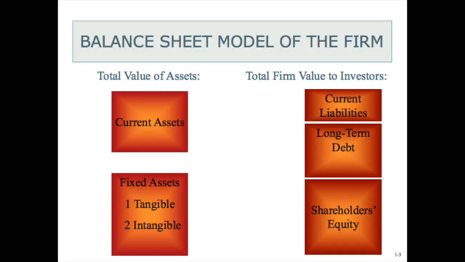The balance sheet gives us the idea here, so we're going to work with the balance sheet with regard to what corporate finance is all about and how it looks at the different aspects of finance within a business. If we look at the balance sheet model of the firm, we can see that there are two sides. One side is the assets of the firm, either fixed assets or current assets. And then we have the firm value to the investors, which is current liabilities or short-term liabilities, as well as long-term debt or long-term liabilities, and also shareholders' equity.